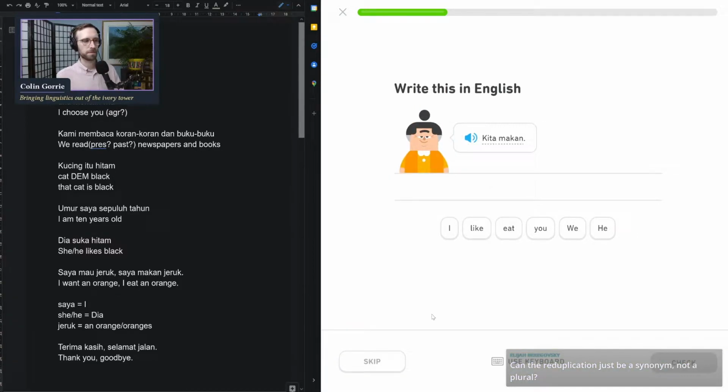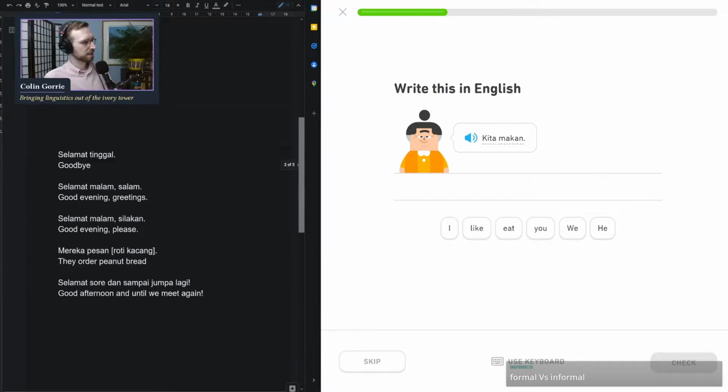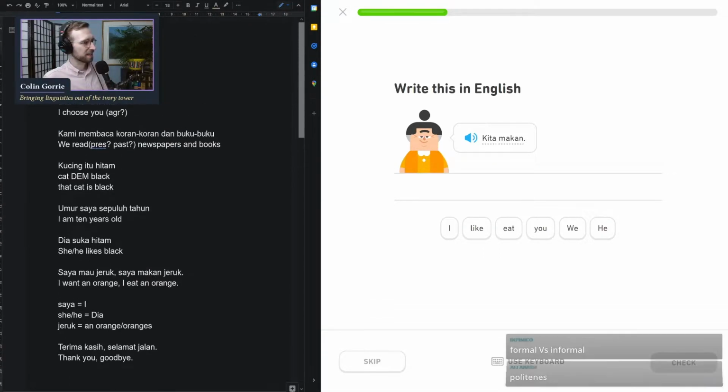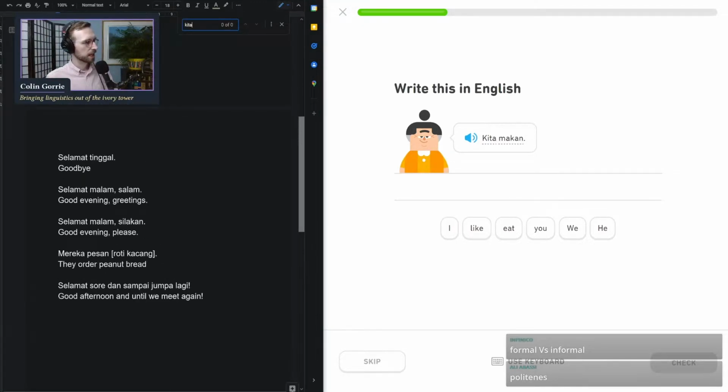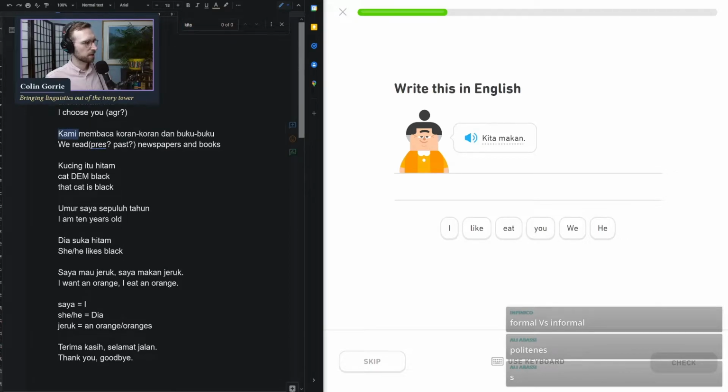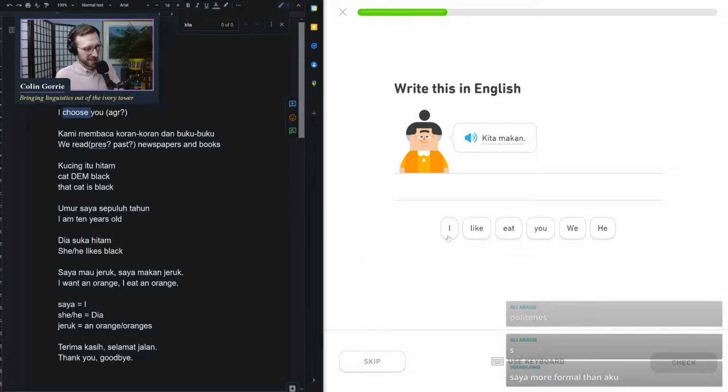Kita makan. Oh dear. Okay. So now we have to figure out what kita is. Because we don't have it. And we have kami as we. We have dia as he. We have aku and saya as I. So those are our three options. I, we, he.